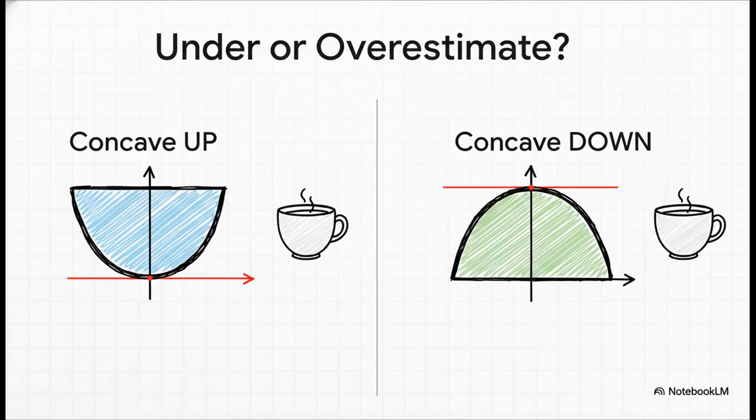And here's something really cool. We can even predict whether our estimate is going to be too high or too low. It all comes down to the curve's concavity. If the curve is concave up, kind of like a cup holding water, the tangent line will always sit underneath it, which means we'll have an underestimate. If it's concave down, like a cup spilling water, the tangent line sits on top, giving us an overestimate.